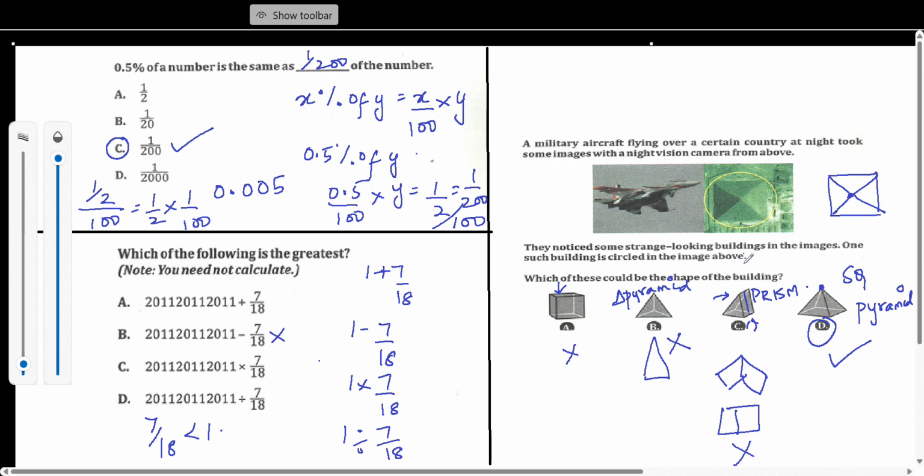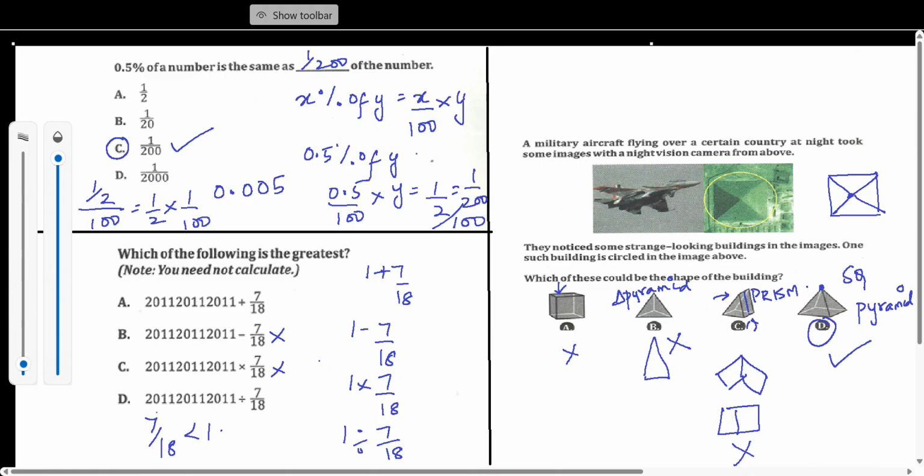C, you are multiplying it. Any number multiplied with 1 is itself. When you multiply it by something greater than 1, the number becomes more. And when you multiply it with something lesser than 1, the number becomes lesser. So clearly, this also is going to give you a smaller value, option C. This big 12-digit number multiplied by 7 by 18, which itself is lesser than 1, is going to give something that is clearly lesser than this 12-digit number. So C also is lesser than A and is ruled out. Now what we need to consider are just A and D.